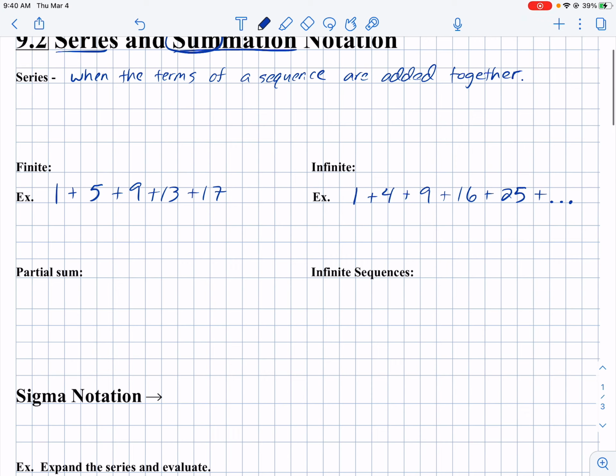Okay. We can find the sum of a finite series, and we call this sum a partial sum. It's the sum of a specified number of terms in a sequence. Okay. You can find partial sums. An infinite sequence does not have a defined sum.